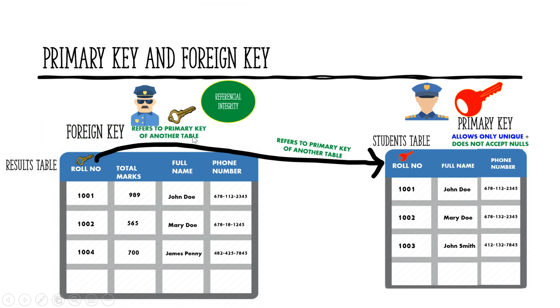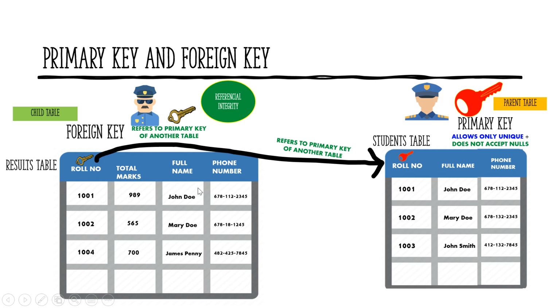So what does this foreign key do? It checks for referential integrity. What does referential integrity mean? Is there a relationship between the roll number here and this roll number? Is there a relationship between the results table and the students table, is what it's checking. And also, the table which has the primary key is called the parent table, and the table in which you have your foreign key is called the child table.